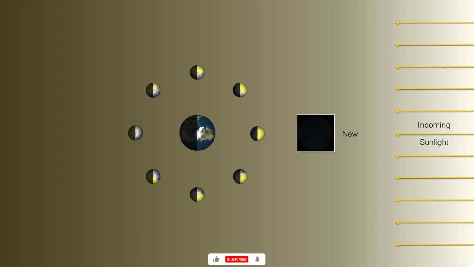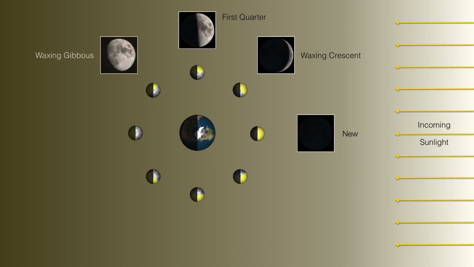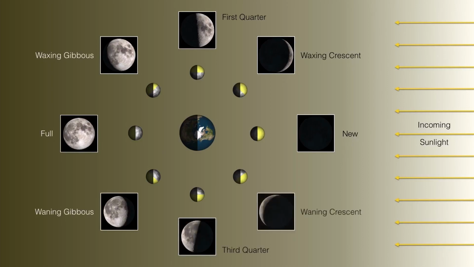The moon would be in silhouette, and we call this phase of the moon the new moon phase. Likewise, the appearance of the moon is purely the result of where it happens to be in its orbit with respect to the incoming sunlight.